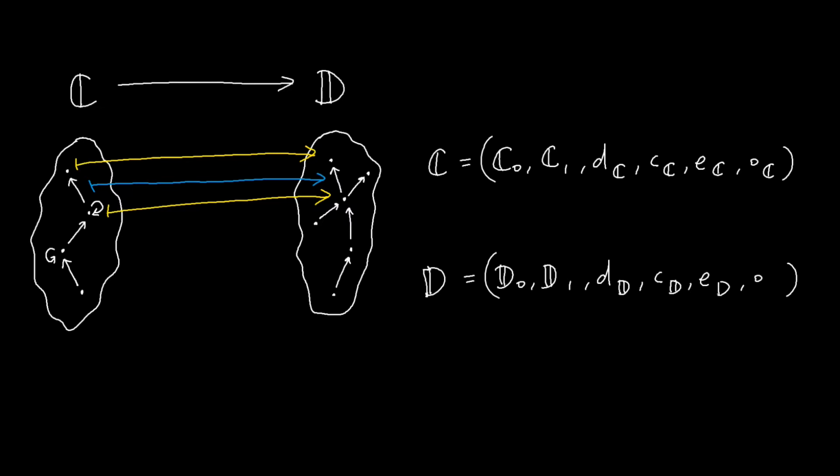Then a functor between the categories, so we will call the functor F. A functor F needs to, as we said, needs to map objects to objects. So that was our yellow arrow. So it will have a function that maps from C0 to D0. And it must map morphisms to morphisms. So there will be another function, F1.